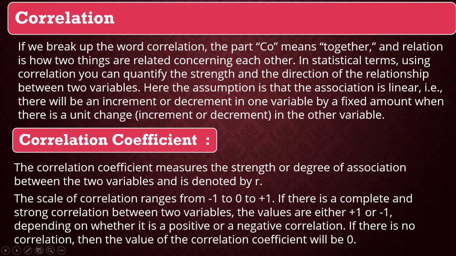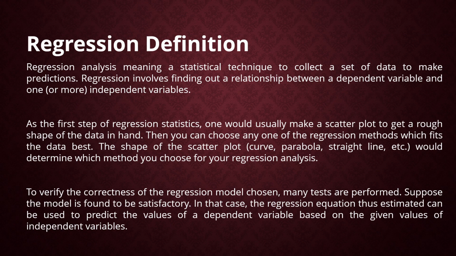Correlation coefficient. The correlation coefficient measures the strength or degree of association between two variables and is denoted by r. The scale of correlation ranges from -1 to 0 to +1. If there is a complete and strong correlation between two variables, the values are either +1 or -1, depending on whether it is a positive or a negative correlation. If there is no correlation, then the value of the correlation coefficient will be 0.